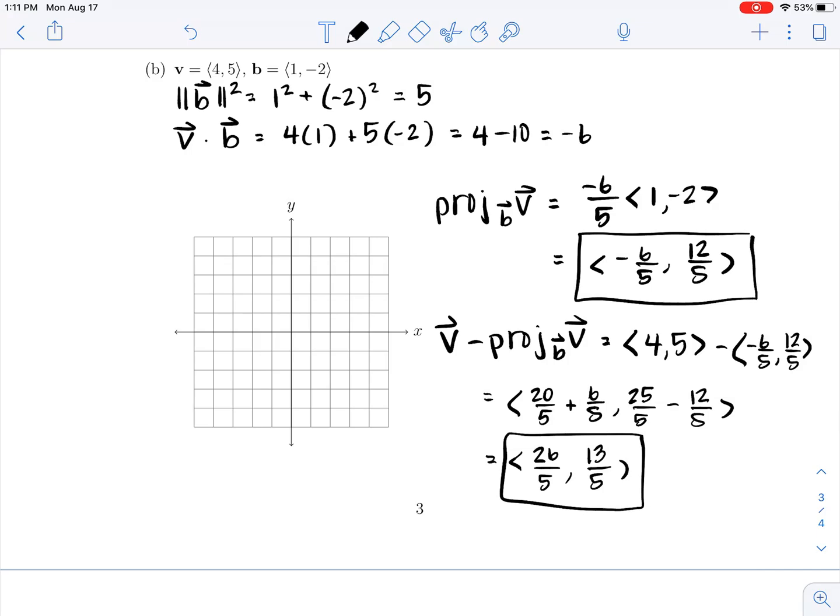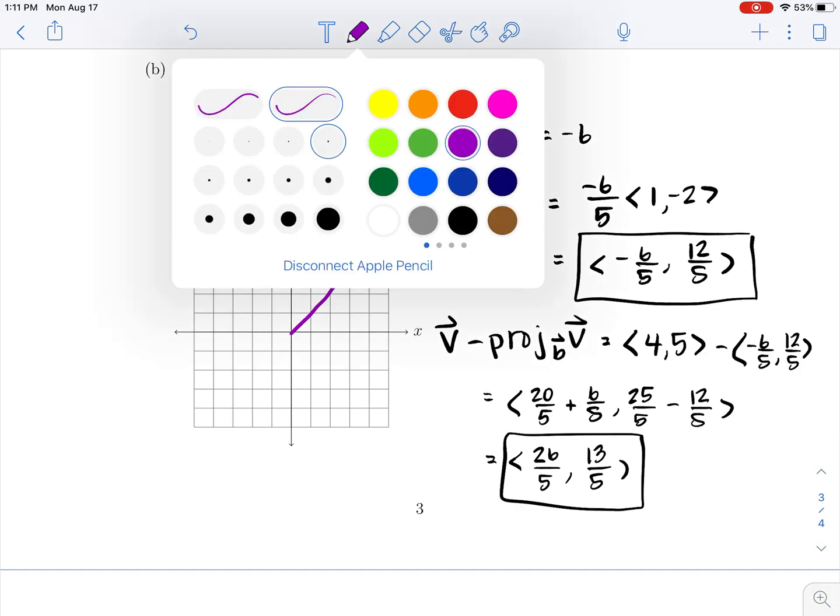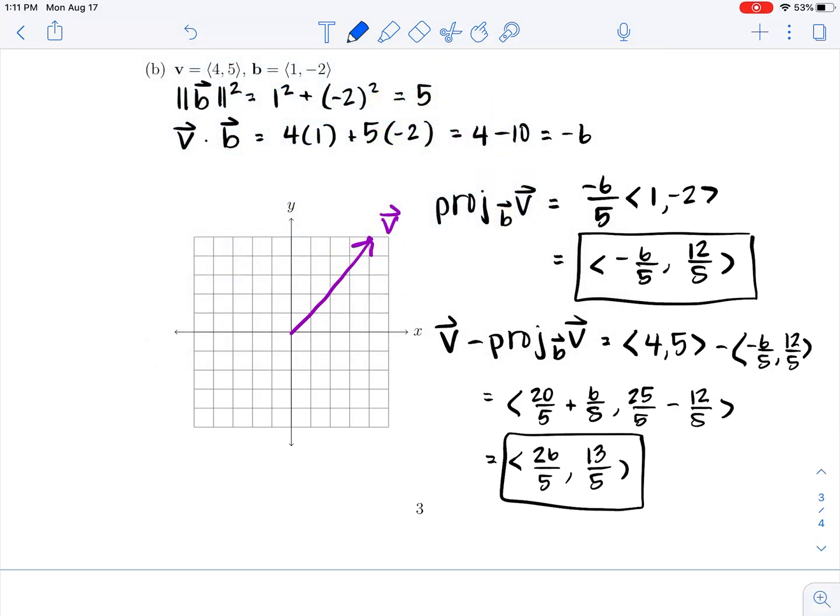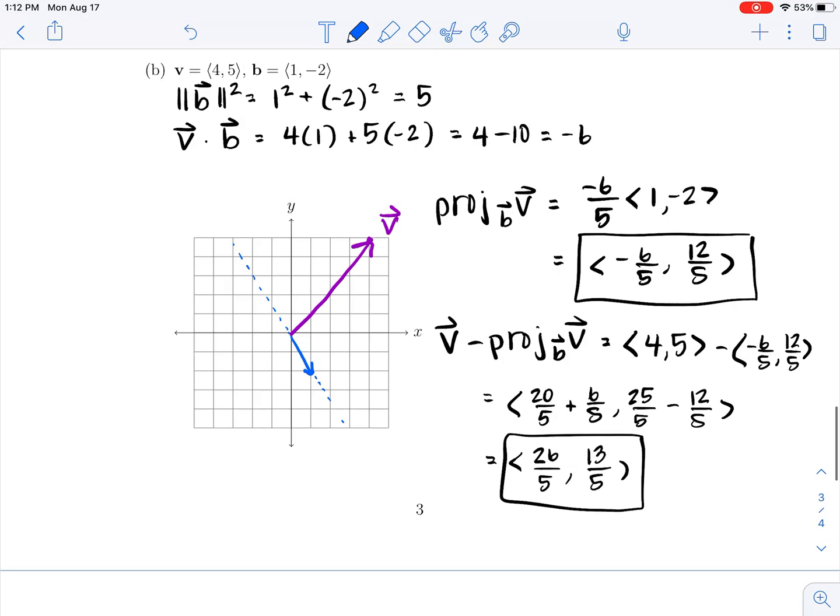Now we just want to visualize this geometrically. I'm going to try to stick with the same colors here. So vector v was in purple. So we want to go over 4 and up 5 right here. Vector b was in blue. We want to go over 1 and down 2. So these are nice and separated. And what I'm going to do here is just draw these guidelines for B. I did bright green last time. Let me draw in the orthogonal guidelines for B.